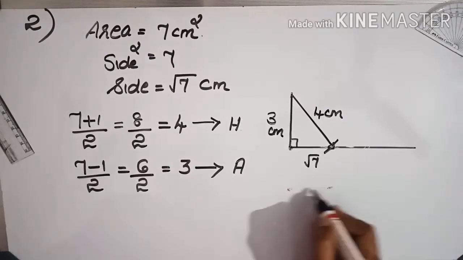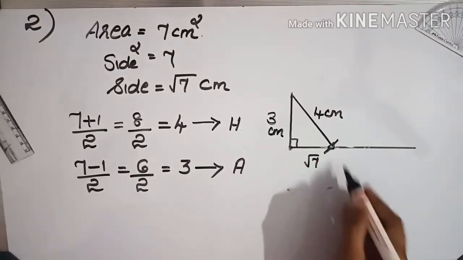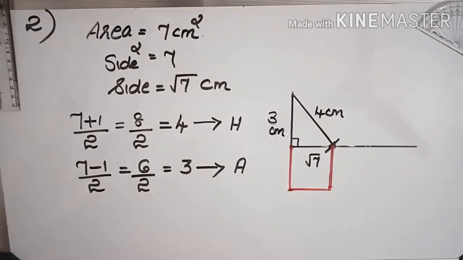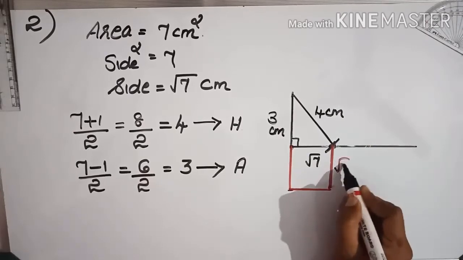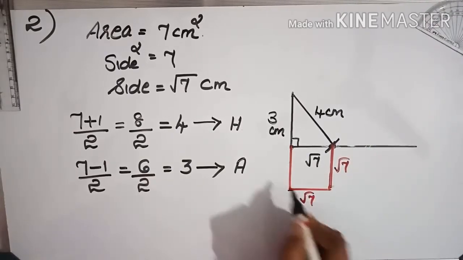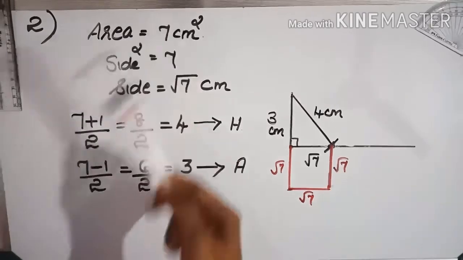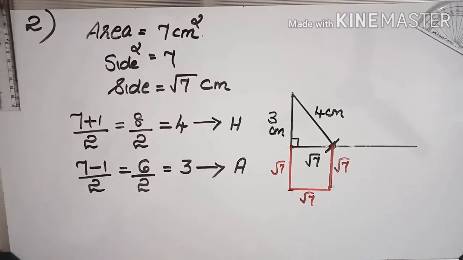Now join these 2 points to the 4 ends. Then you will get one square here. Like this you will get. So this side is root 7, here root 7, fourth side also root 7. All the 4 sides will be root 7. Then its area will be what? Root 7 squared will be 7 centimeter square. Area will be 7 centimeter square.